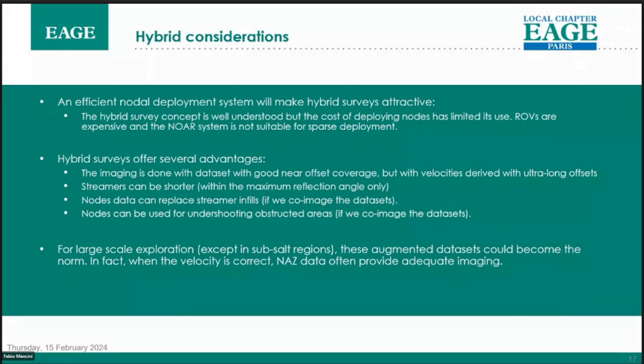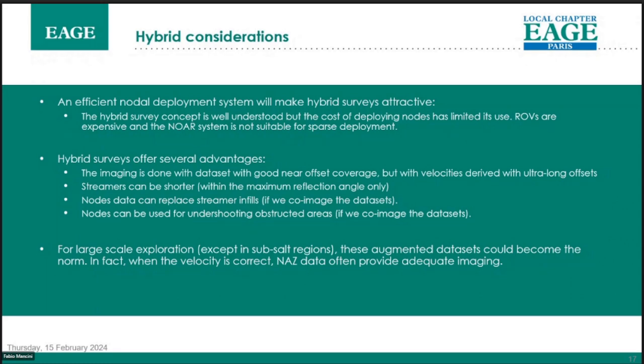The hybrid also offers several advantages, even compared to just node or streamer alone, because the imaging is done with a data set with really good near offset coverage, which is the streamer. And then for the velocity, you have this ultra long offset. In this case, we would have a long offset up to 40, 50 kilometers with this acquisition. You can also think about having the streamer much shorter. In fact, because the streamer is only used for imaging, the maximum length can be really just the inclusion of the reflection angle.